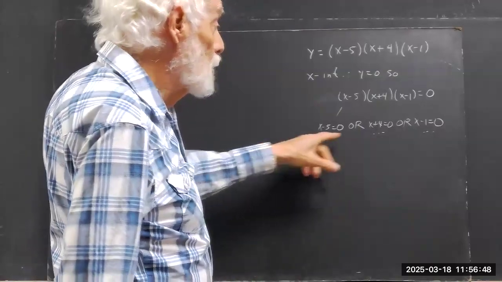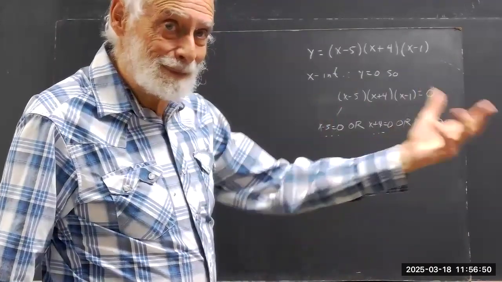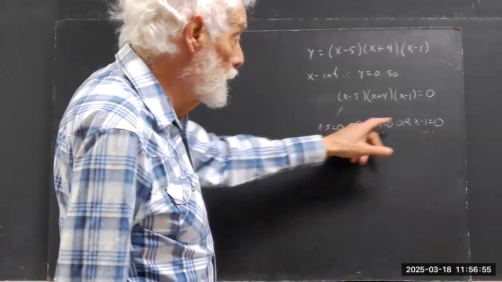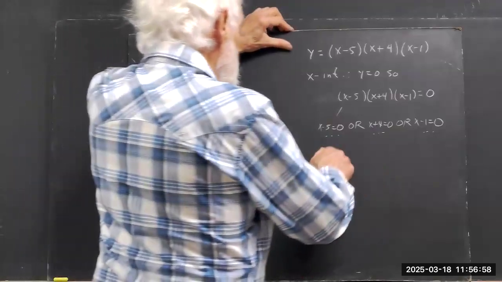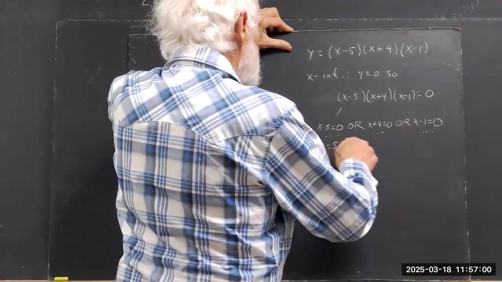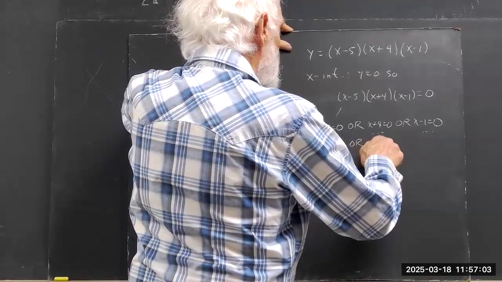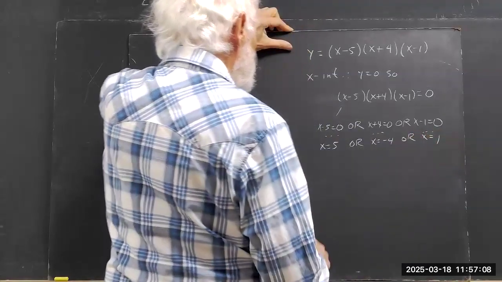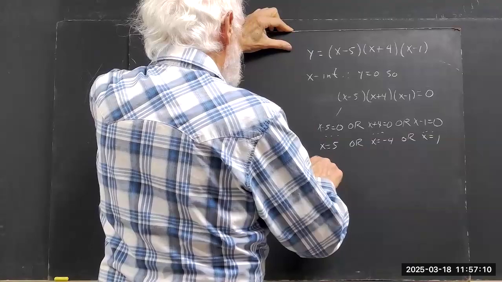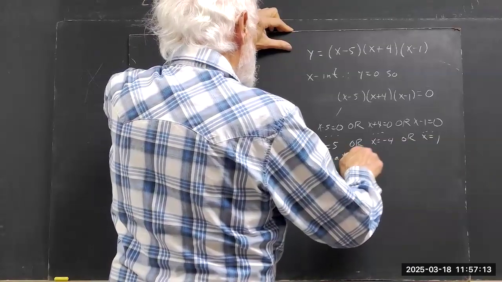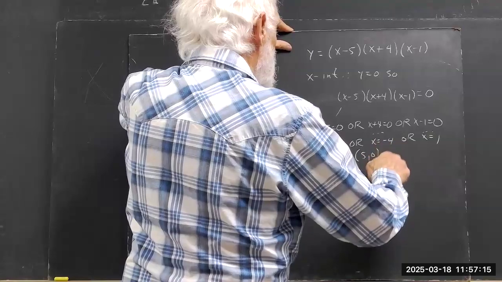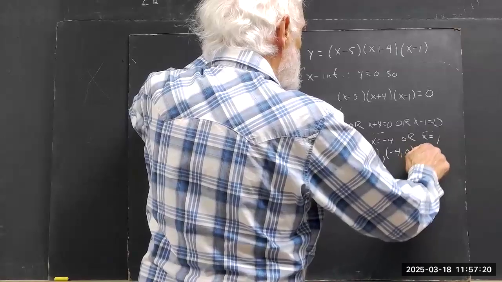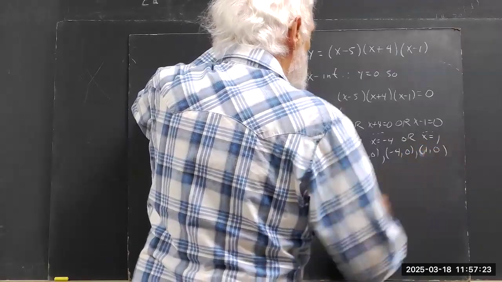Okay, it might even be a quadratic equation, which requires that you solve a quadratic. So whatever these equations are, you solve them. Here, though, it's easy. You get x equals 5, or x equals -4, or x equals 1. There's the zeros. Or at (5, 0), (-4, 0), (1, 0).